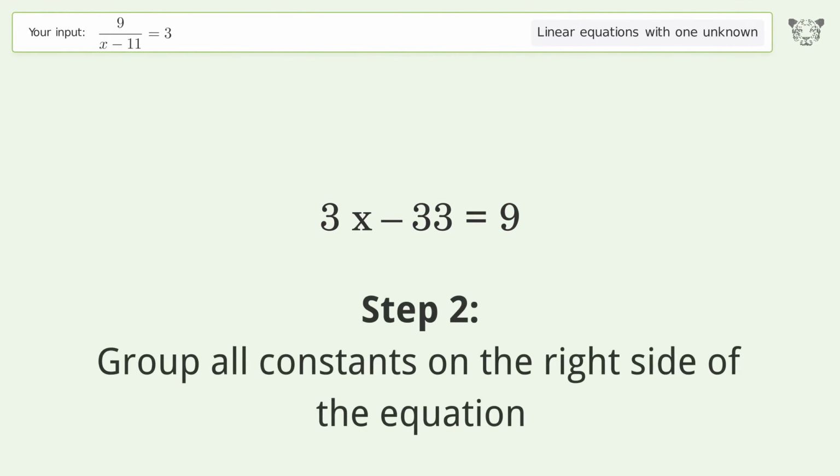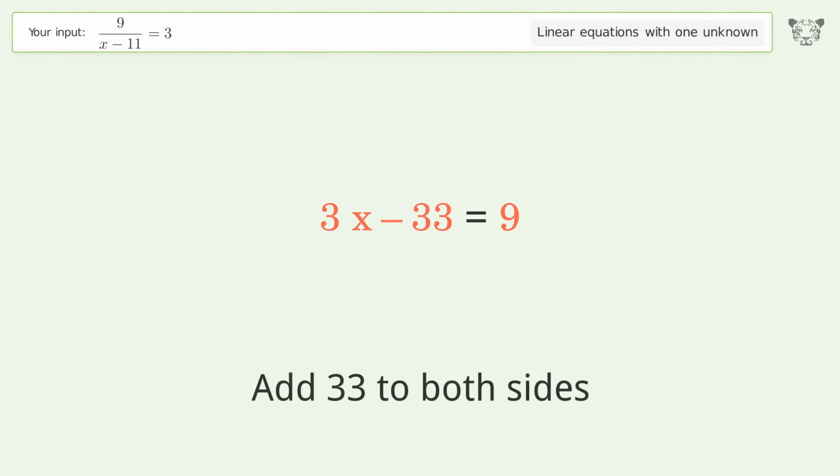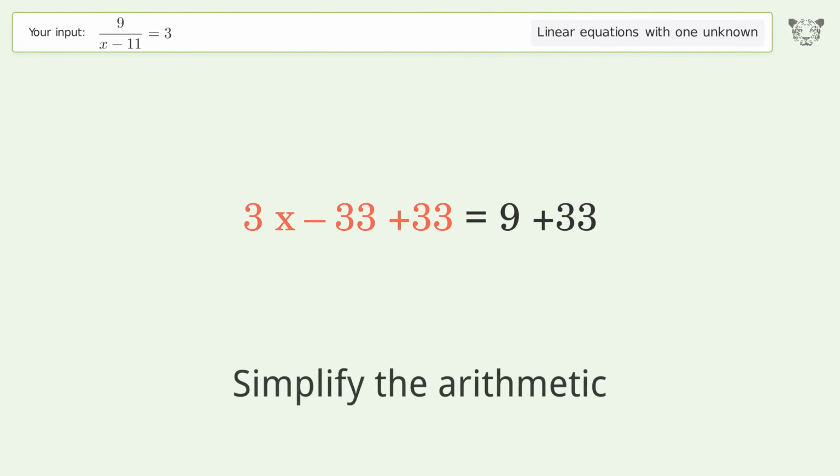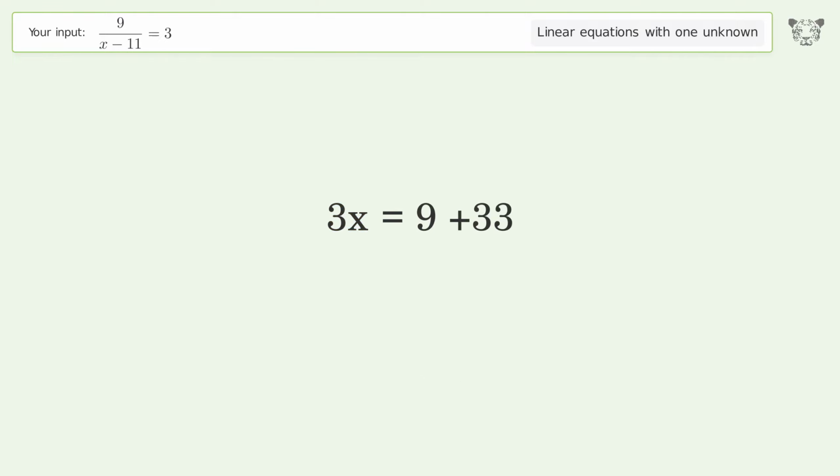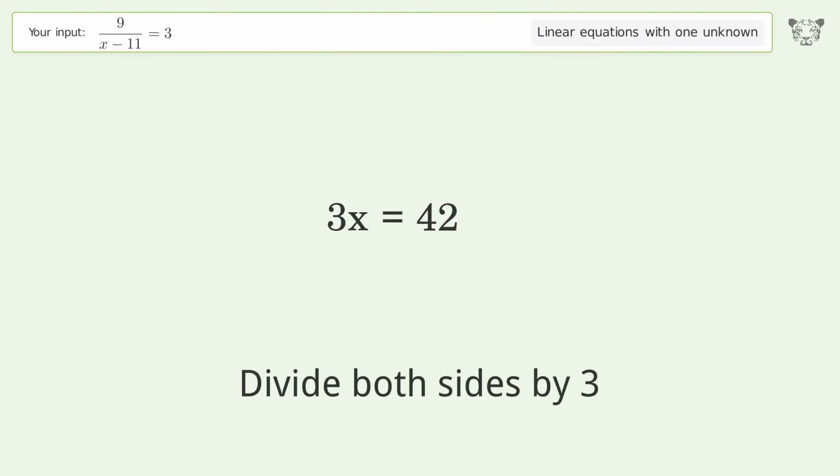Group all constants on the right side of the equation. Add 33 to both sides. Simplify the arithmetic. Isolate the x. Divide both sides by 3.